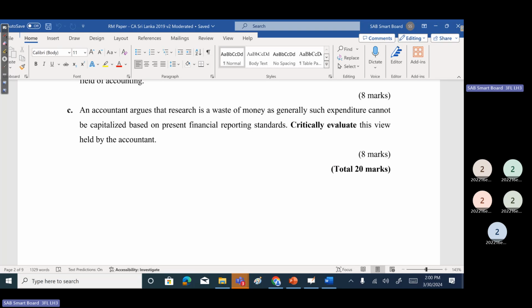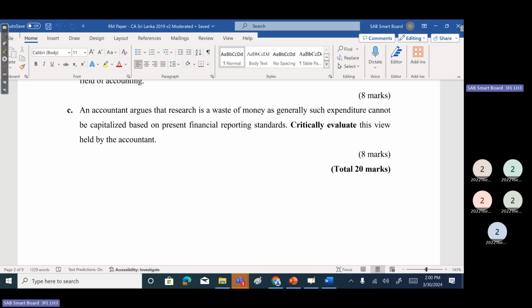But those are all arguments against. So what are the arguments for this person's view, that research is a waste of money? Yes, it could be a waste of money if the outcome is not positive. If the outcome is not positive, it might be a waste of money.